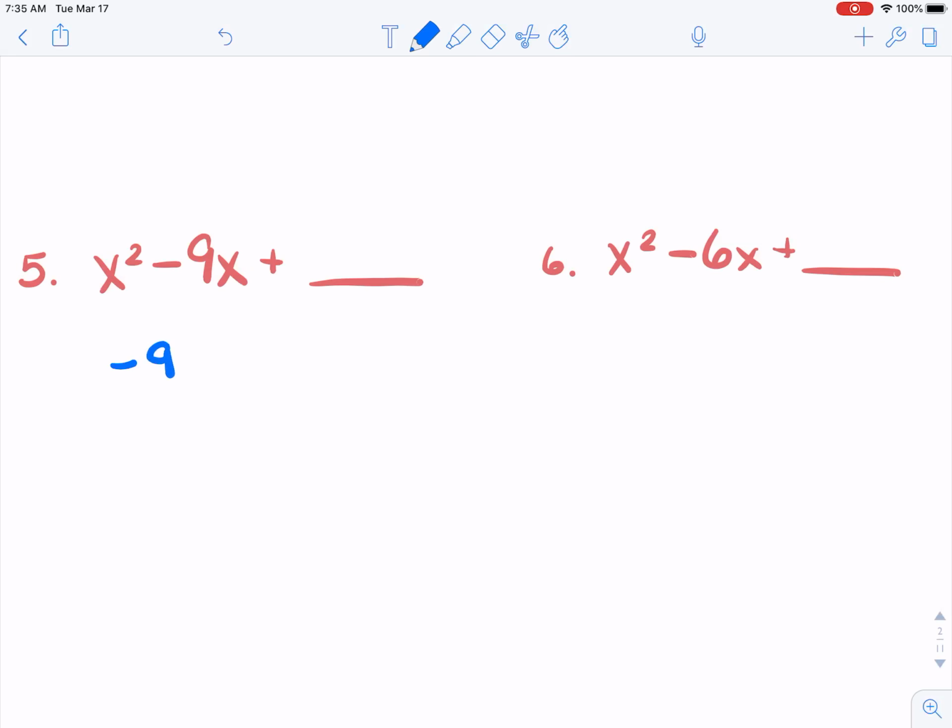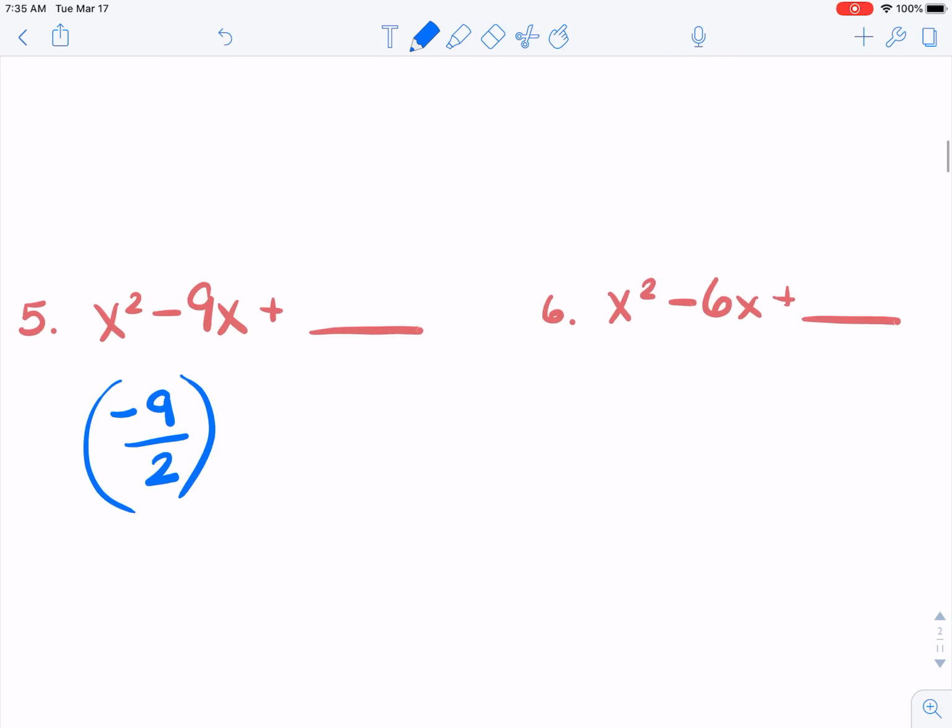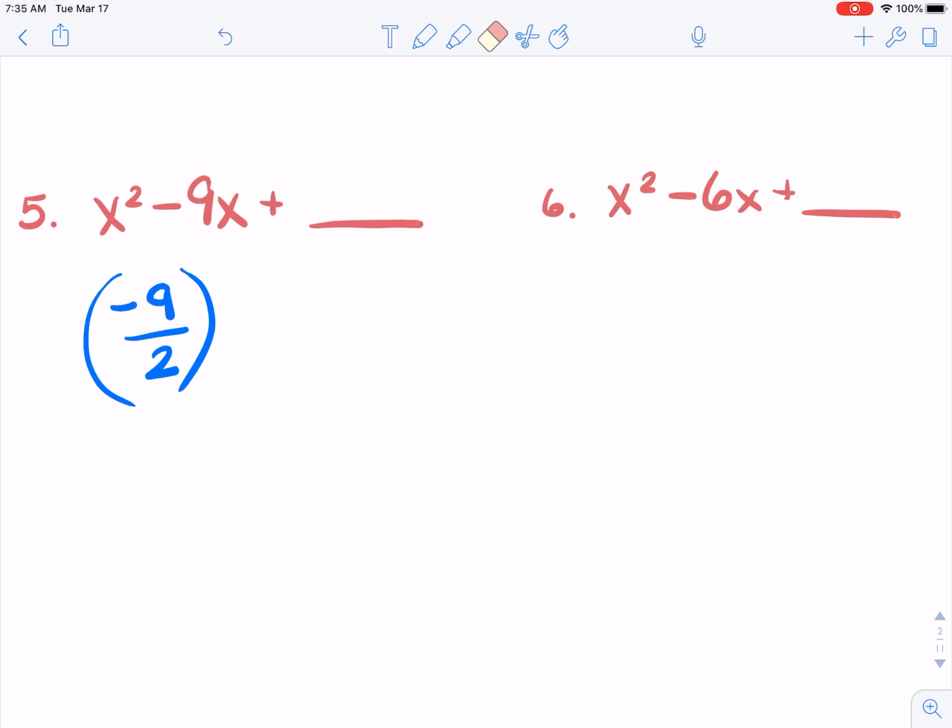Okay. I think we just did negative 9 over 2, did we not? We did. The book used 2 examples, so let's forget that one. Or just for fun, go ahead and do it again.